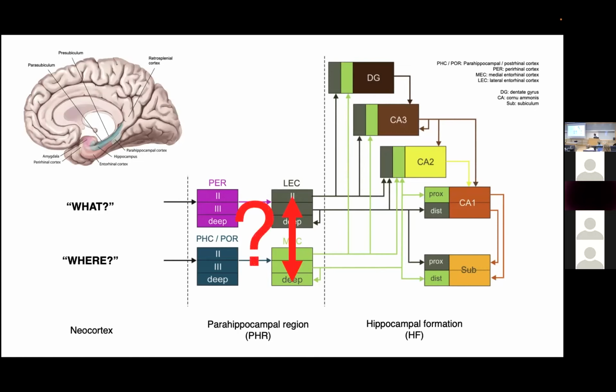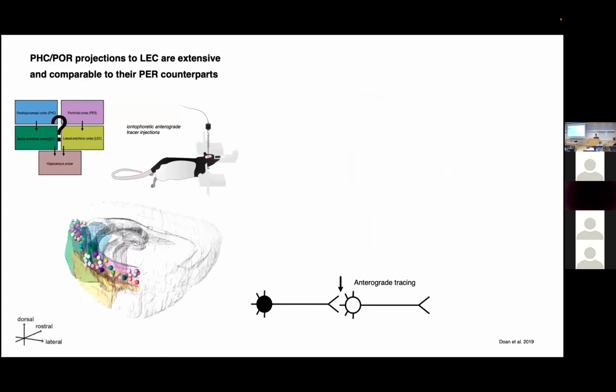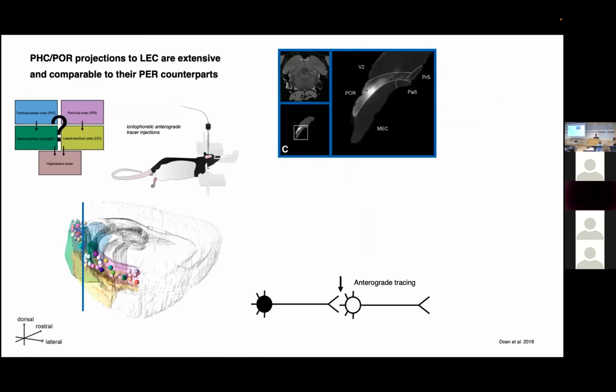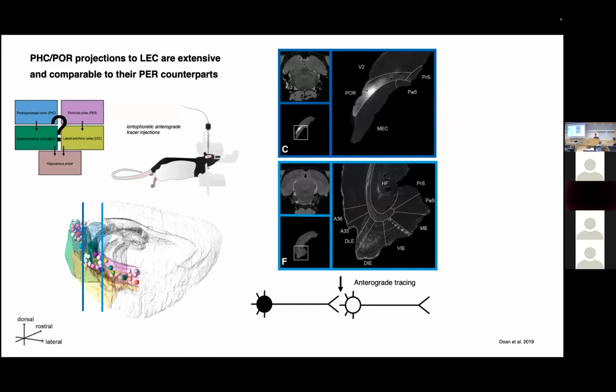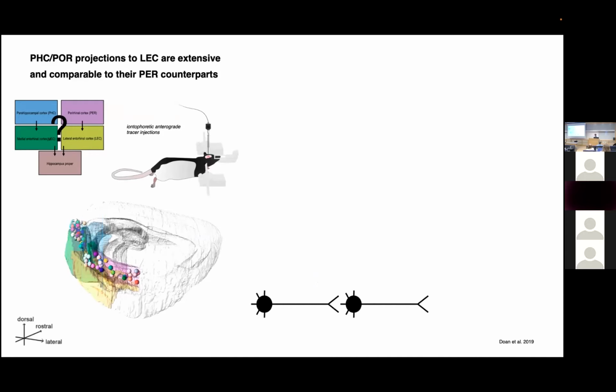But the real question was, does this difference come from the inputs? Now I will go quite quickly. This is published as well, but basically what we did is tracing injections into rodents, and we looked at anterograde tracing from the postrhinal cortex, which is the equivalent of the parahippocampal cortex. And what we found is that the postrhinal cortex sends massive projections to the lateral entorhinal cortex, which was quite the opposite of the model.